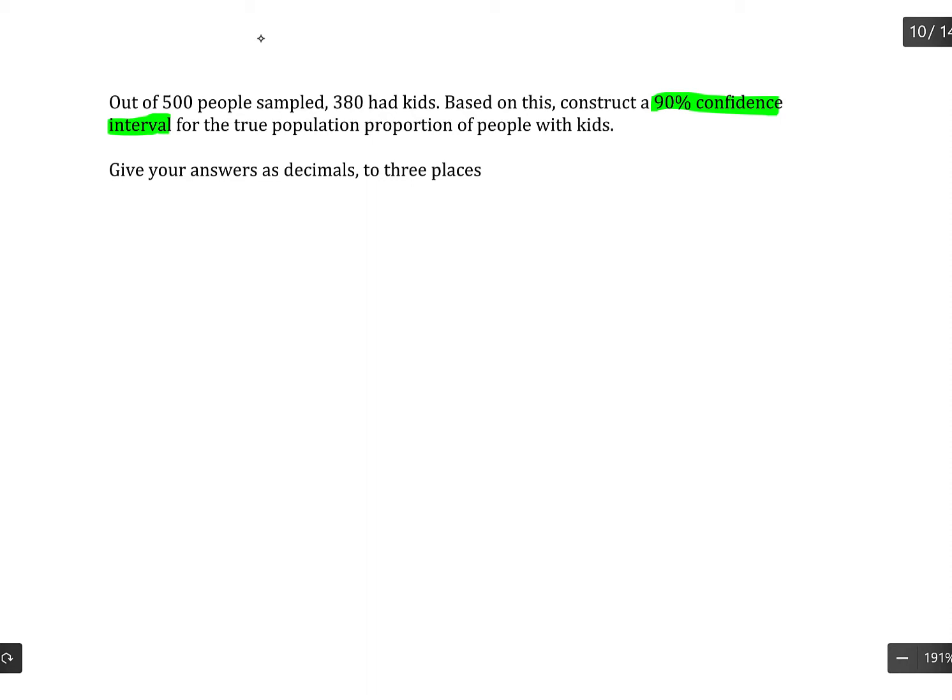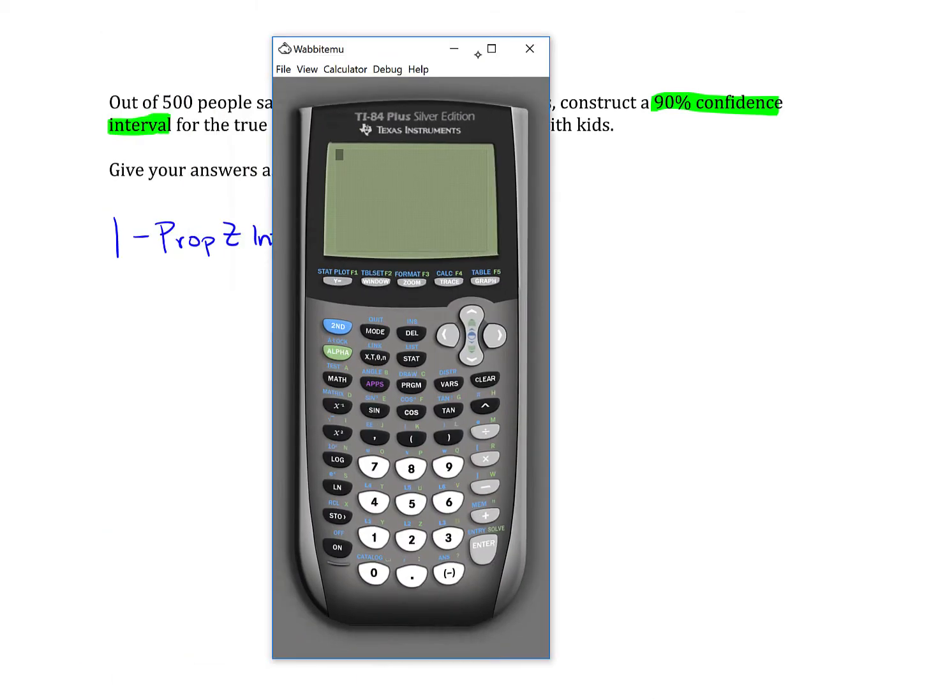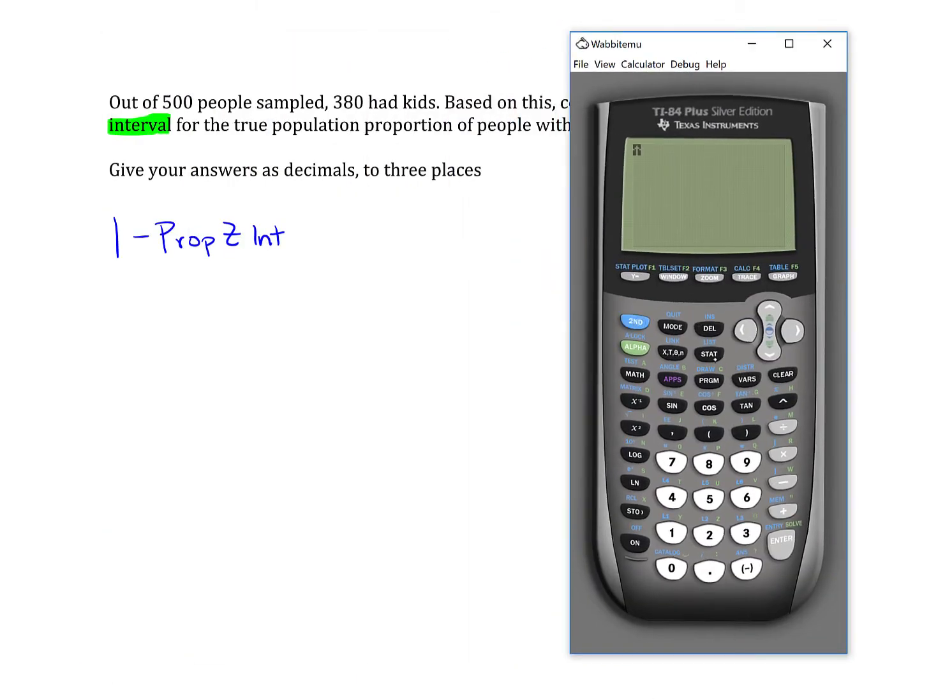If you're able to use the calculator, there are functions that can do this for you relatively easily. In this case, 1-PropZInt is the function that will do that. It takes just a few inputs and will output the confidence interval for you. So if you hit stat, come over to tests, and down to 1-PropZInterval, it's down a little ways.